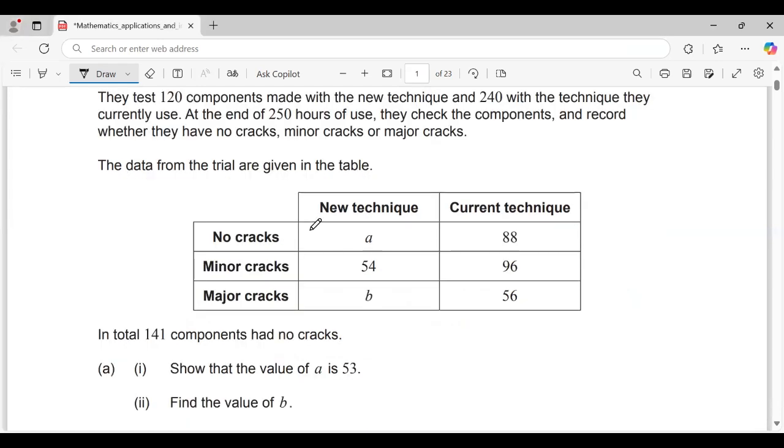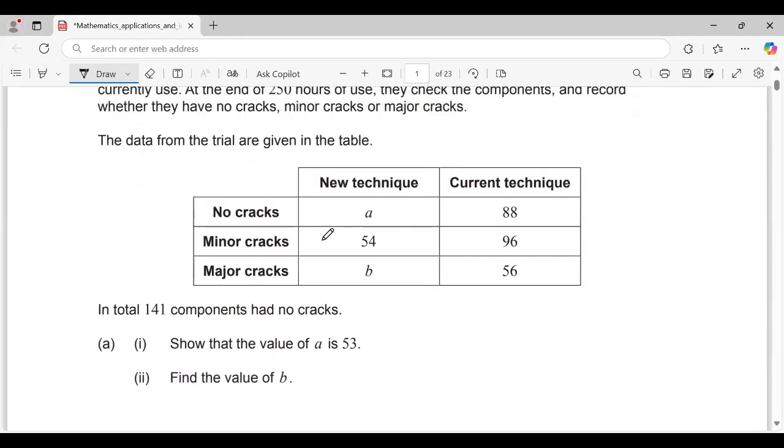This is the data. In total, 140 components had no cracks, 141. Show that the value of A is 53. So we are going to show that the value of A is 53. Find the value of B. After that, we are going to find the value of B.